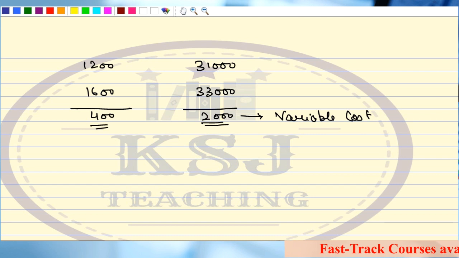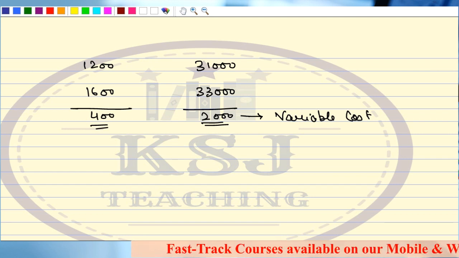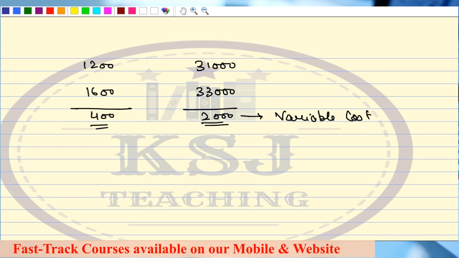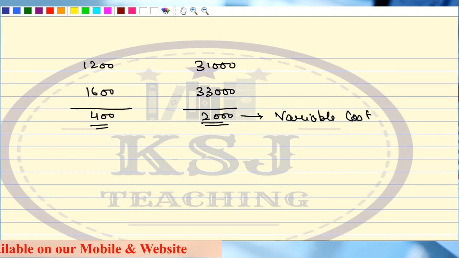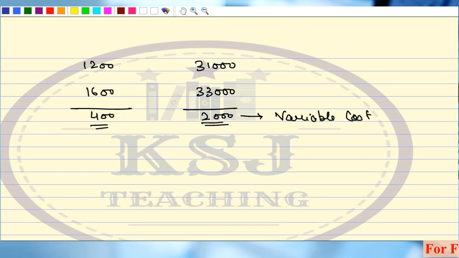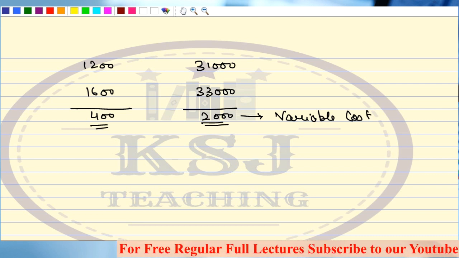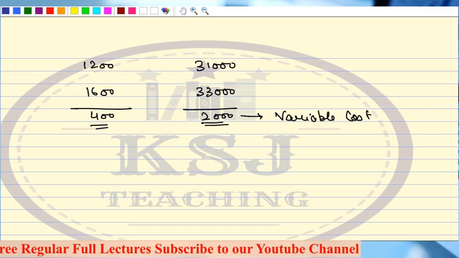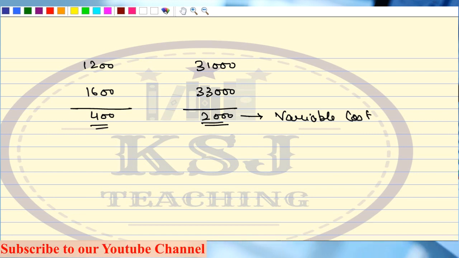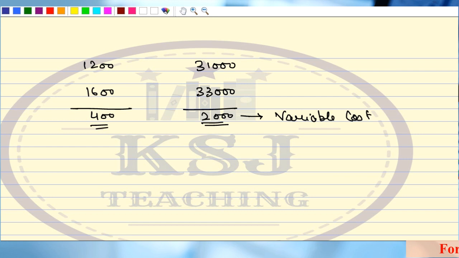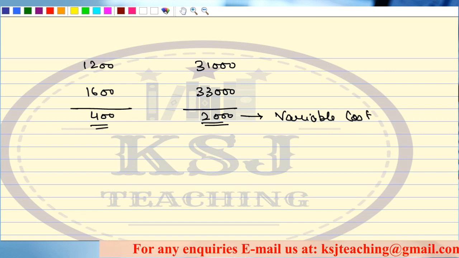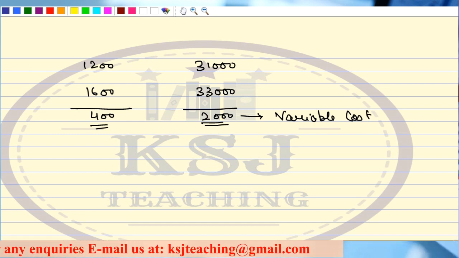What is a variable cost? The cost which changes with the change in the level of activity. So if we change the level of activity by 400 units, my cost that will change is 2,000. So this 2,000 is my variable cost. Listen again very carefully: variable cost is that cost which changes with the change in the level of output. So if my output increases from 1200 to 1600 units, a change of 400, there is a change in the cost by 2000 rupees. That means this 2000 rupees is my variable cost. Any doubts in this thing?